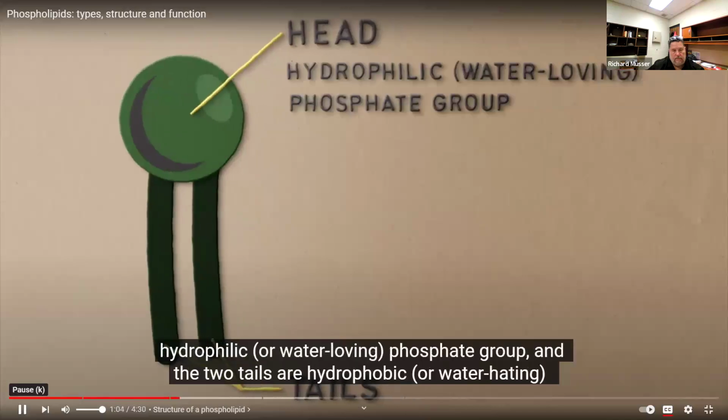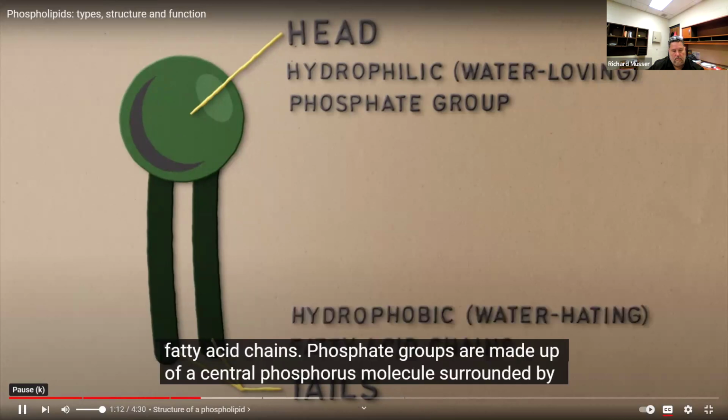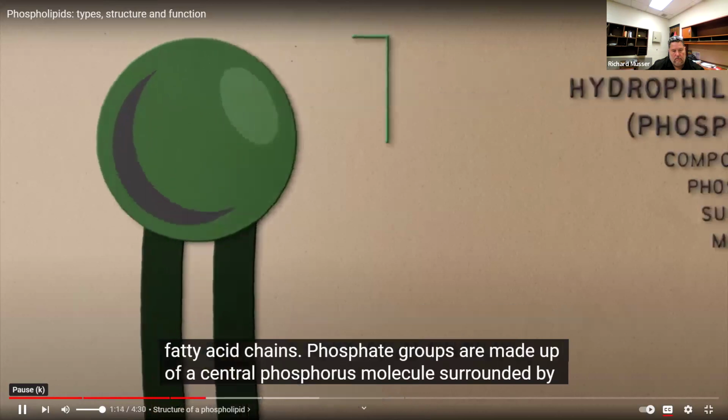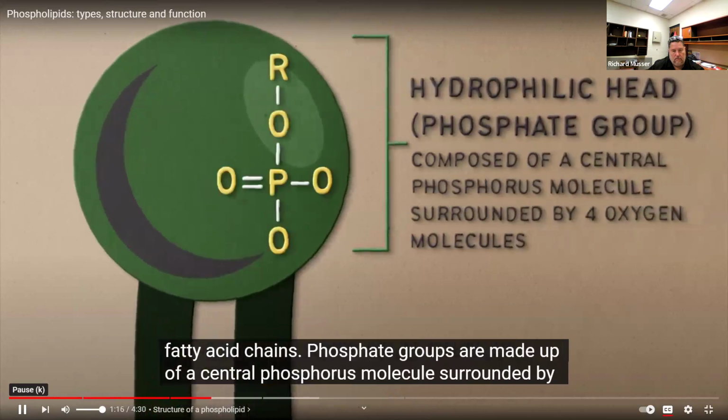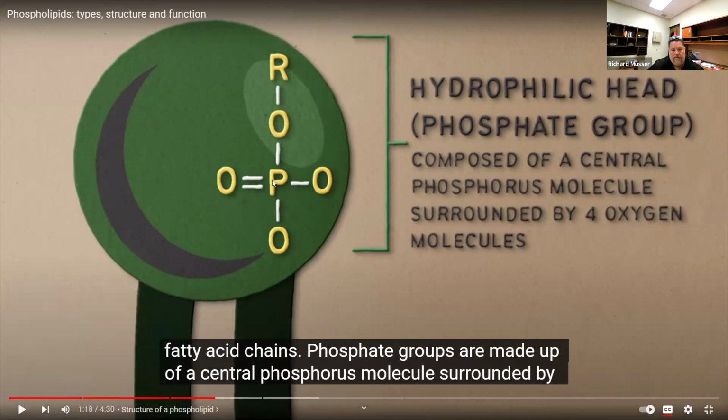At the head of the molecule is a hydrophilic or water-loving phosphate group. The 2 tails are hydrophobic or water-hating fatty acid chains. Phosphate groups are made up of a central phosphorus atom surrounded by oxygens. So this is a phosphorus atom, and then these are oxygens, and that means it can hold 5 covalent bonds. That means they share electrons. And here it has 4 oxygens around it.